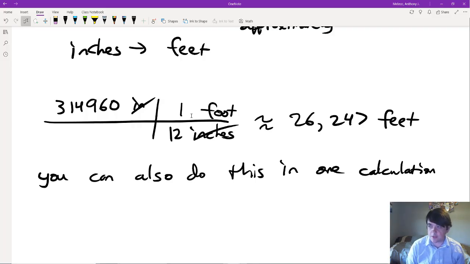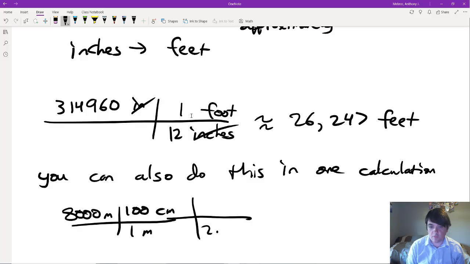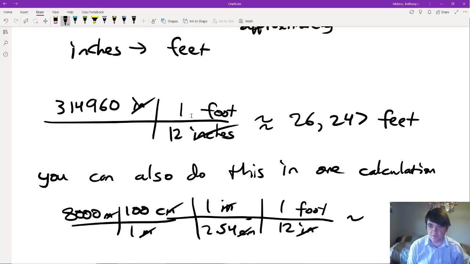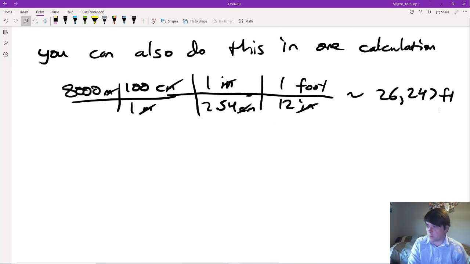Right, where I write 8,000, then in 1 meter, there's 100 centimeters. And then in 2.54 centimeters, there's 1 inch. And then in 12 inches, there's 1 foot. And then these cancellations would still yield 26,247. Okay. So that's how you do a problem with a more complicated conversion.